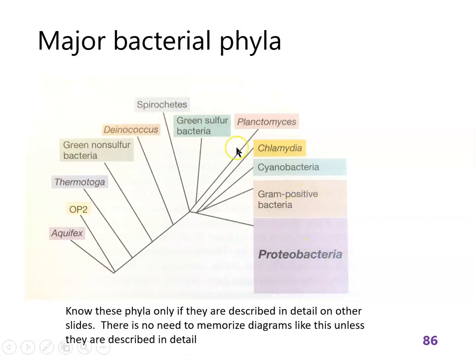And so these are bacterial phyla. The size of these boxes is sort of how many different members we find within these phyla. The biggest group is the proteobacteria. Lots and lots of proteobacteria that we're going to see in this class. You don't have to memorize this diagram. You only have to know these if I go through them on a slide, and I will go through some of them.